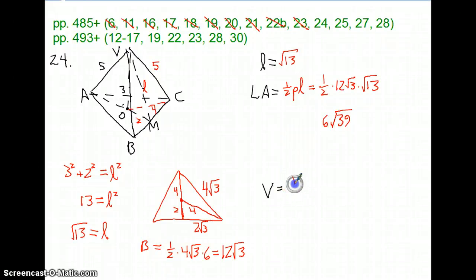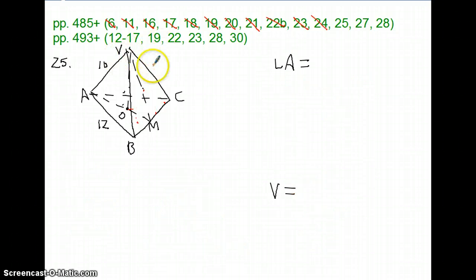And volume is 1/3, because we're talking about a pyramid. Base times height. I have my base area of 12 square root 3. Oh, interesting. The base area is the same as the base perimeter. That doesn't happen very often. And times the height of 3. So this is 6 times 3 is 18 square root 3. And there we go. I don't know about you, but I'm just about sick of this little pyramid.